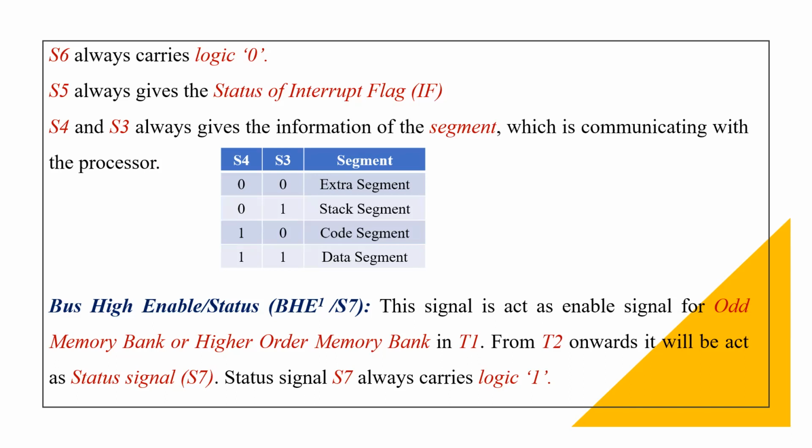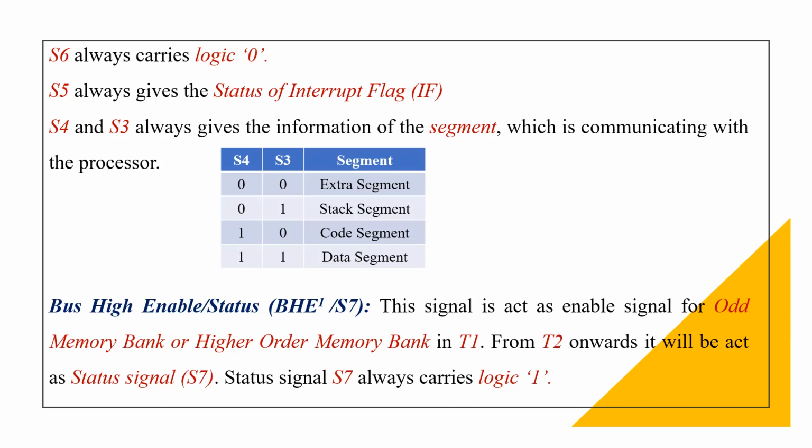We know that our processor supports 1 megabyte of memory. That 1 megabyte of memory can be divided into 16 logical segments. Those 16 logical segments are further divided into 4 groups. Under each group, we have 4 segments. Those 4 groups are: the code segments group, the data segments group, the stack segments group, and the extra segments group.